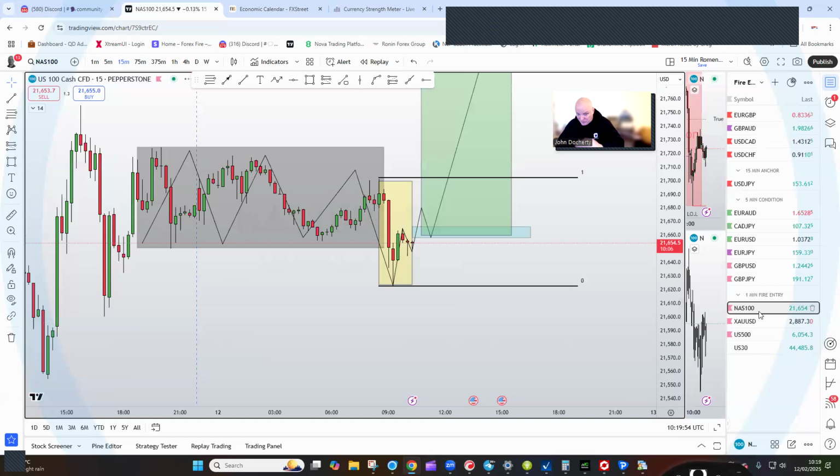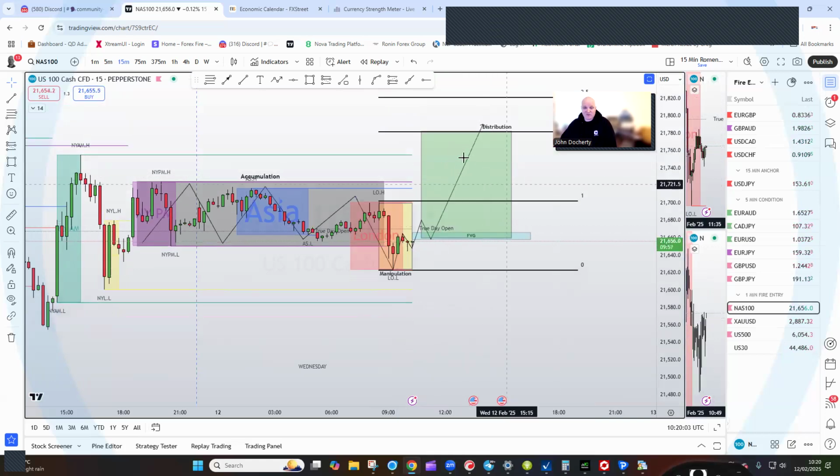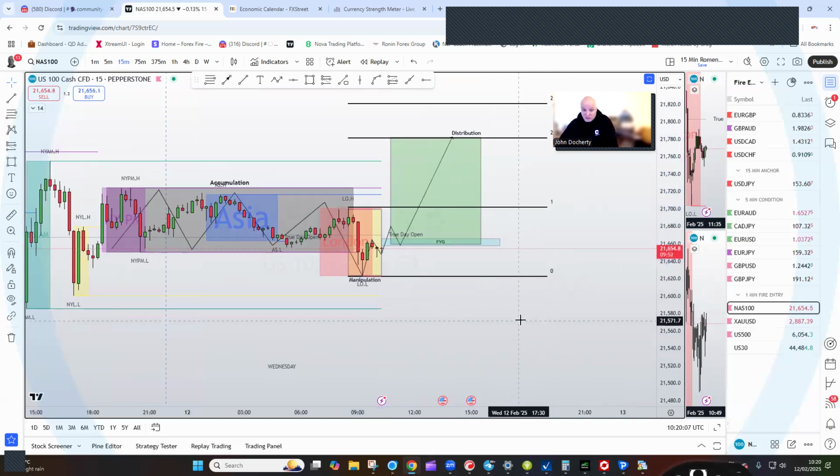Let's have a look at the trades we've just done with the NAS. Again, we're waiting for a market structure shift up into a bullish range, leaving behind an FVG to then give us that field of play for the distribution. If it plays out, it plays out. If it doesn't, we just understand it wasn't to be.